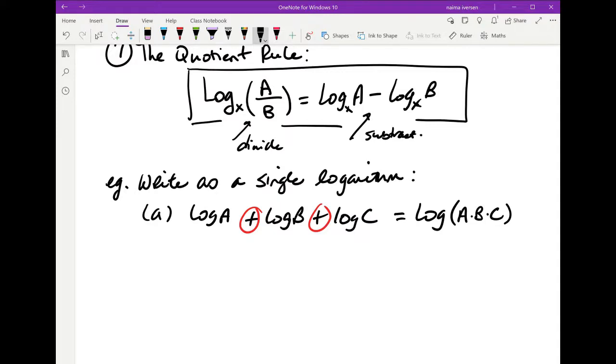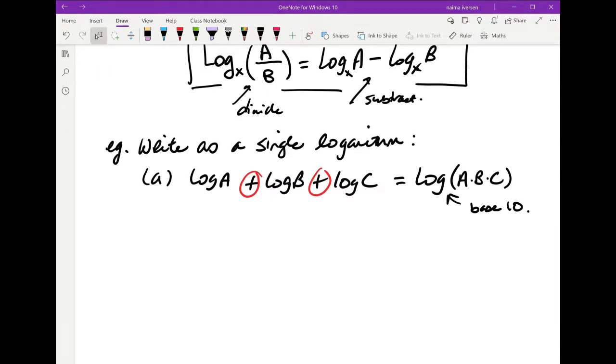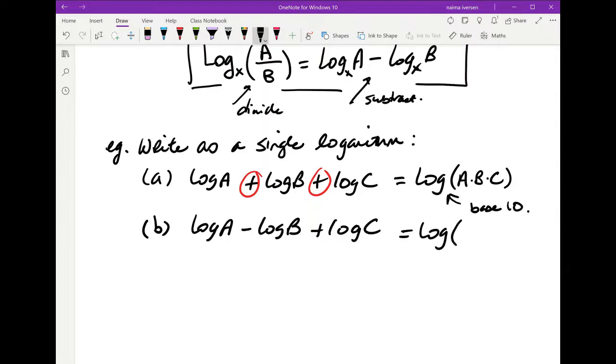Notice that the base for all of these things has to be the same, and in this case, it's base 10. For the second one, I'm going to go log of a minus log of b plus log of c. I'm going to use base 10 again. For this one, what's happening is that there's going to be some division in here. So we go log of a, and if you think about it, it's a divided by b and then times c with a log in front of it. Or if you think about order of operations, this is going to be a divided by b and then times c, and so your c is on the top.